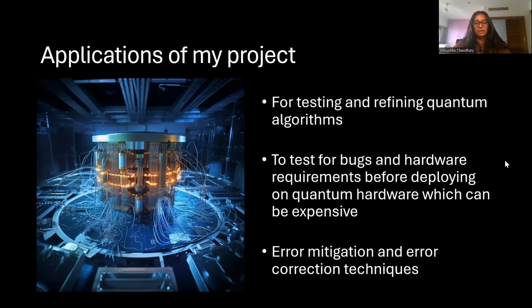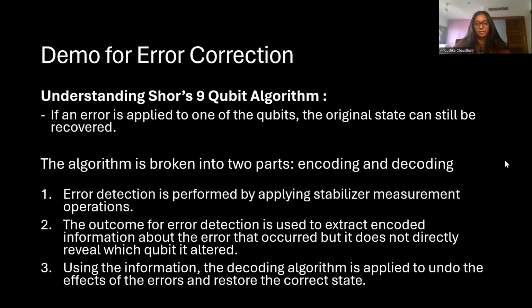With my coded simulator, I have built an error correction algorithm, which incorporates Shor's 9-qubit error correction algorithm as well. The algorithm encodes the state of a qubit in such a way that if an error is applied to one of the qubits, the original state can still be recovered. Classical computers check and operate on errors in a similar manner. However, Shor's algorithm is more specific to quantum information.